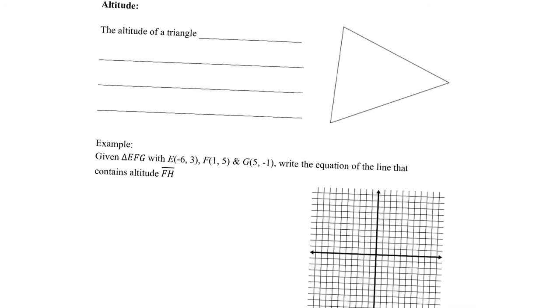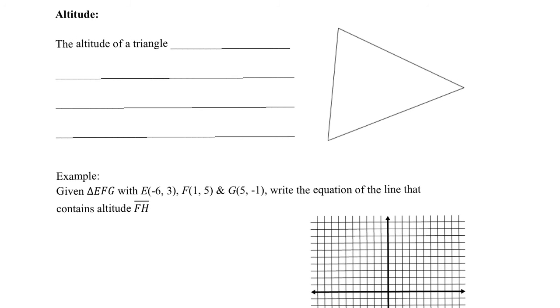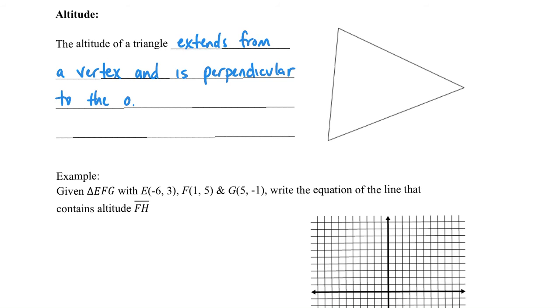Well, altitude. So we've done altitude before, so let's talk about altitude. The altitude of a triangle extends from a vertex and is perpendicular to the opposite side.